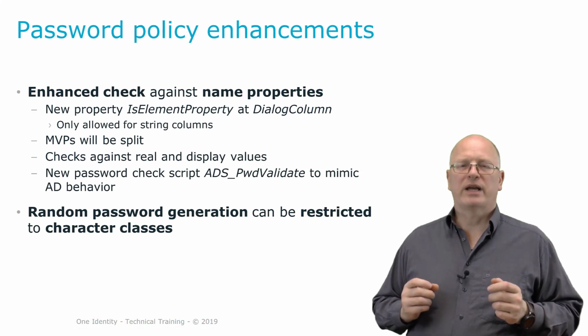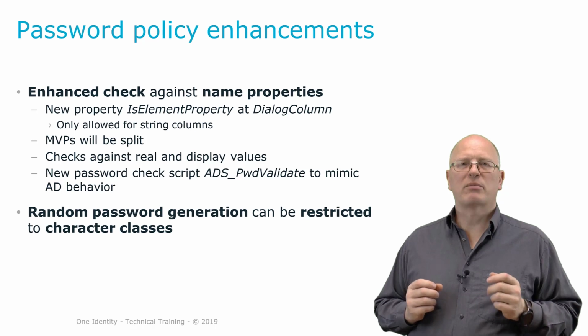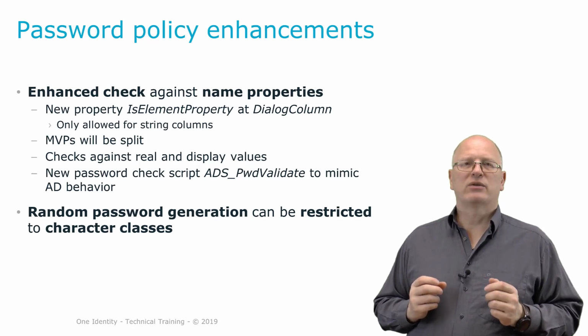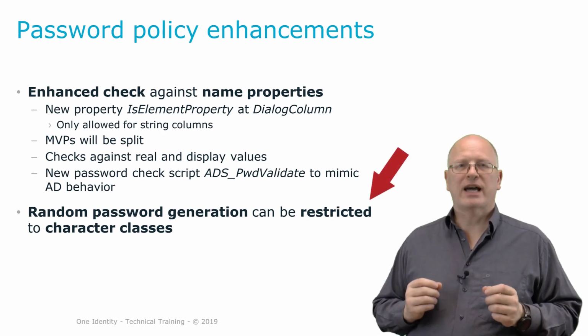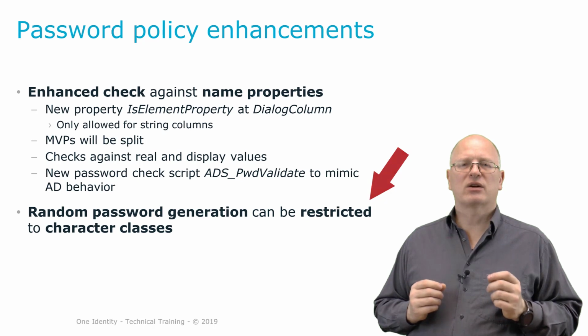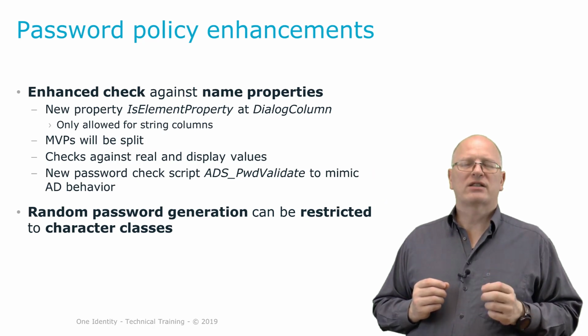If we are talking about MVPs, that means multi-value properties, they will be split so that display and value can be checked separately. Additionally to that, exists the feature since 8.1 to just remove specific character classes from a random password.